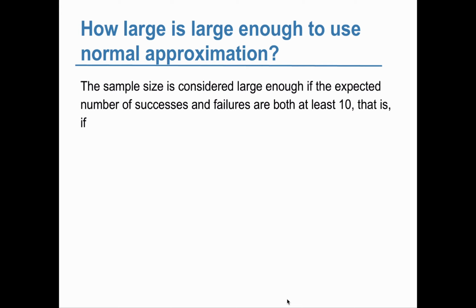So a sample size is considered large enough if the expected number of successes and failures are both at least 10. Right? So if np is at least 10 and n(1 minus p) is at least 10. That is considered big enough for us to approximate using a normal distribution instead of a binomial distribution.